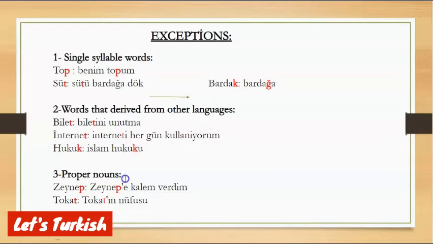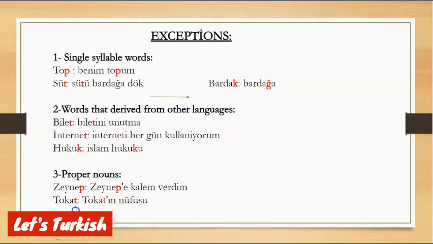Third category, proper nouns, such as names of people or places also do not change. Here we have first example, Zeynep. Zeynep, which is a proper noun, a girl proper noun. Zeynep'e kalem verdim. I gave a pencil to Zeynep.